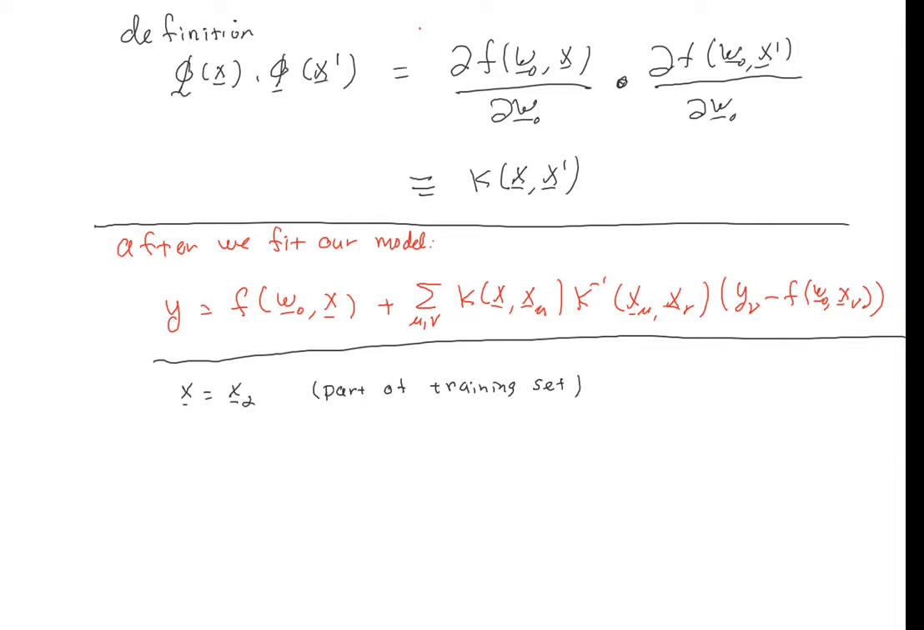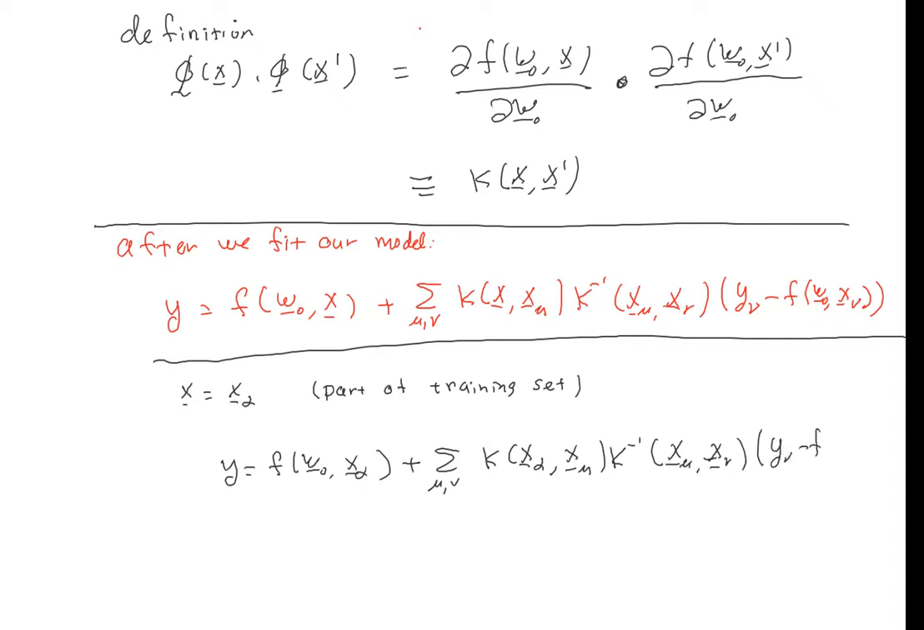okay, then y equals f of w naught comma x alpha plus the sum over mu comma nu of K of x alpha comma x mu, K inverse of x mu comma x nu, times y nu minus f of w naught x nu.